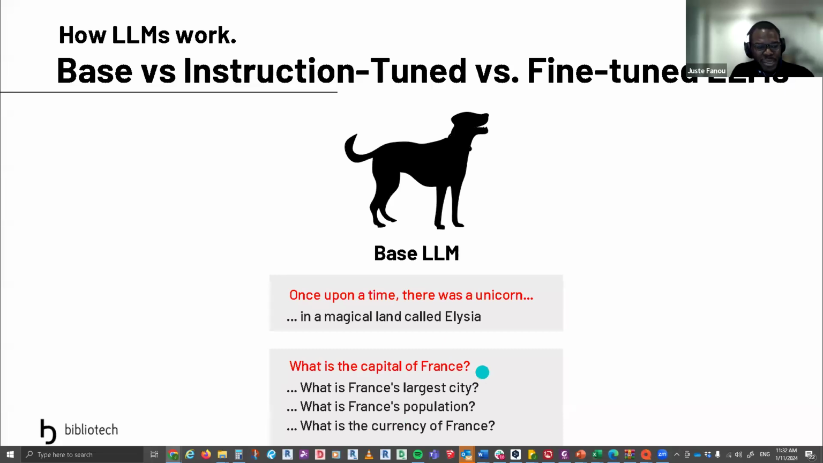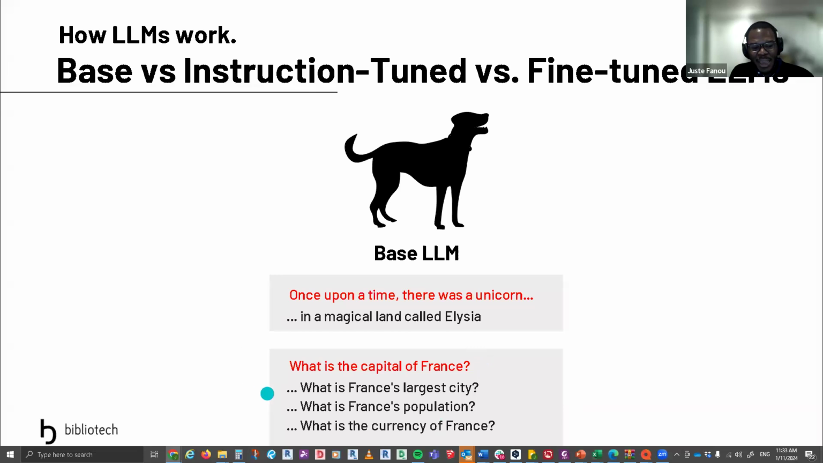Now, the problem is if you don't give it any instruction, if you just use the base LLM, and you give it a sentence like, what is the capital of France? Based on its training data, it will say, oh, I've seen that in a lot of FAQs, and in a lot of questions about tourism. So you probably want other similar questions. It would probably continue and say, okay, what is France's largest city? What is France's population? What is the currency of France?